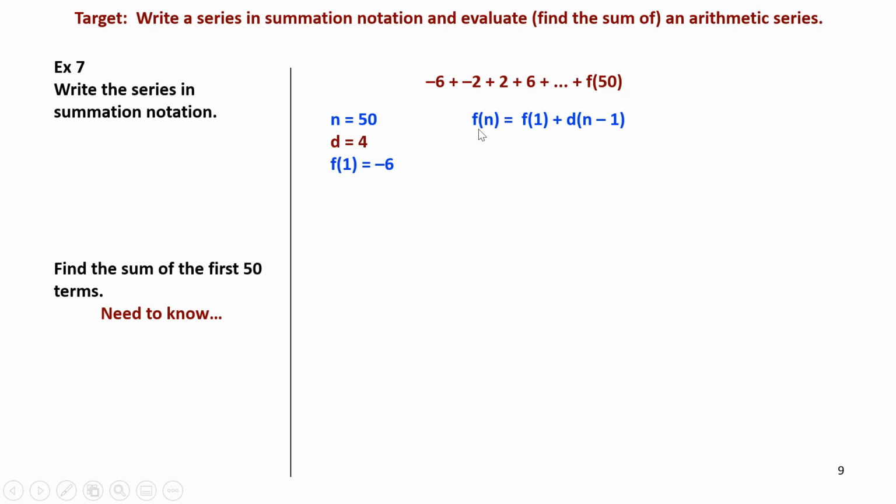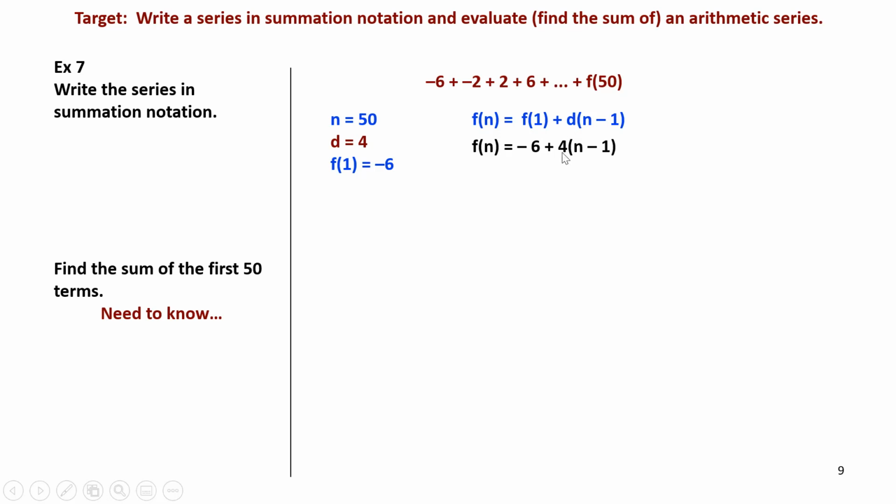A sub n, or f of n, equals a sub 1, or f of 1, plus d times n minus 1. Okay? So all I have to do is plug in some stuff here. I know f of 1 is negative 6. I know d is 4. Let's plug those guys in. Okay, so there we go. There it is. F of 1 is negative 6.